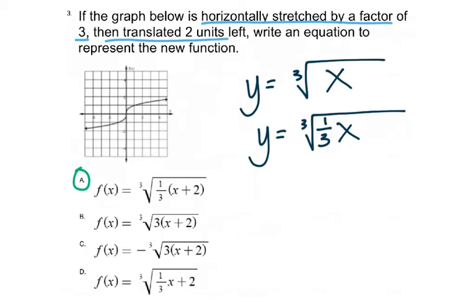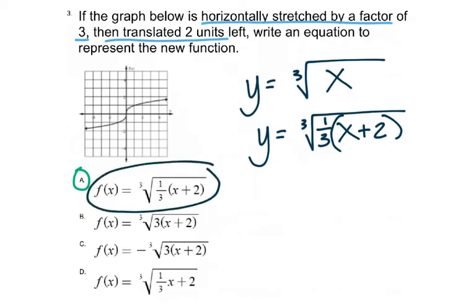And then when it says translated to the left, that's when you add 2 and you do it to the x inside. Or you could have just graphed this in Desmos and actually seen if it moved like it was supposed to.